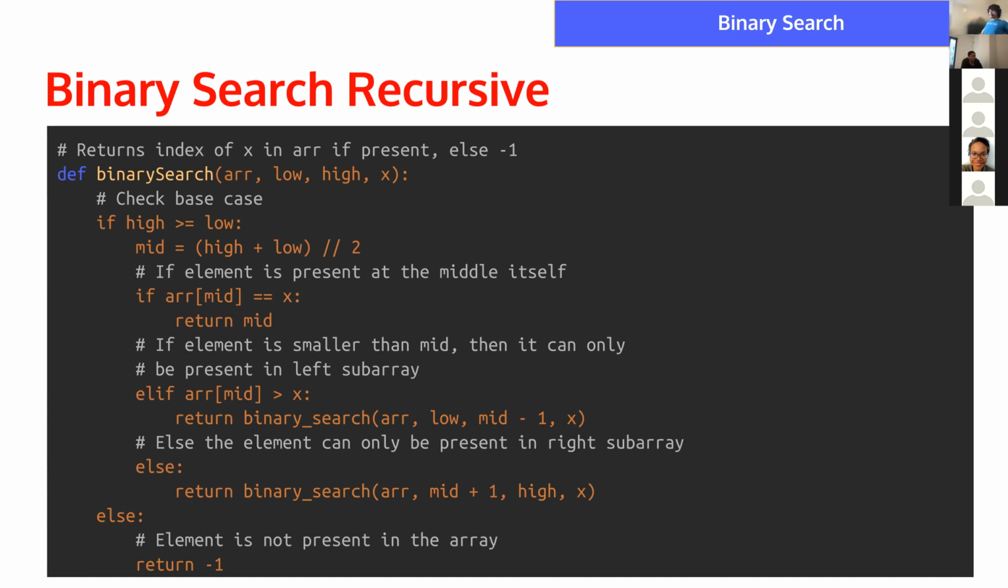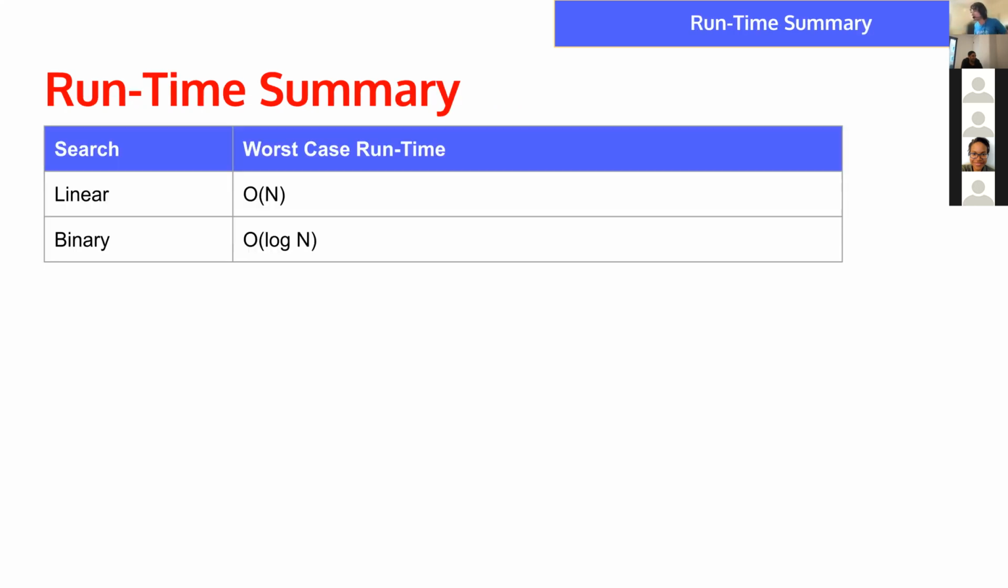Got a couple. Cool. So just a last runtime summary. Once again, linear search is O of n, binary search is O of log n. So naturally, binary search is just much faster and more efficient to find whatever value you're looking for.